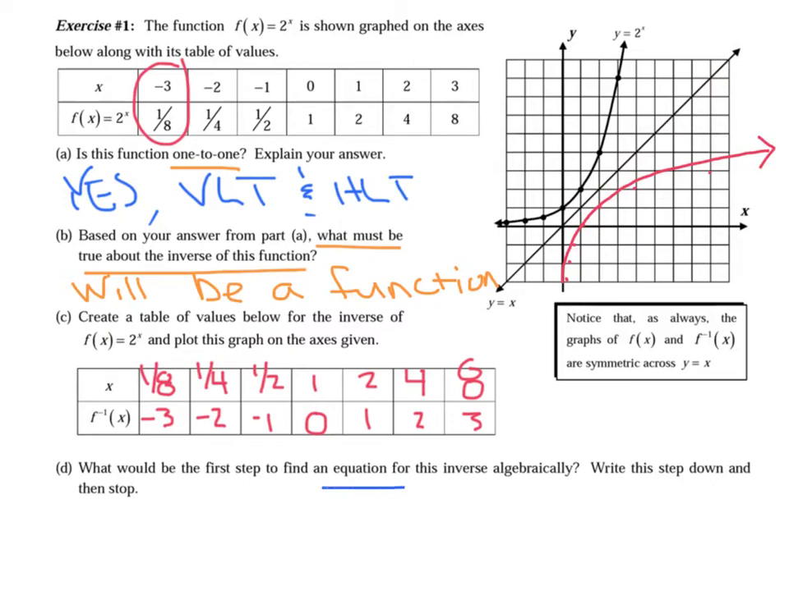Okay, now the last thing we're going to cover here is: if we were going to find the equation of the inverse algebraically, what would your first step be? They want us to just write down the first step and then stop right there. Well, remember, this equation right now says y equals 2 raised to the x. So I'm going to switch the variables and say x equals 2 raised to the y. That's all they wanted me to do, just write down that first step and stop. And then we're going to build on that in a few moments.